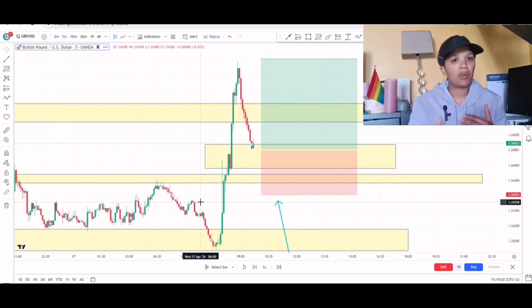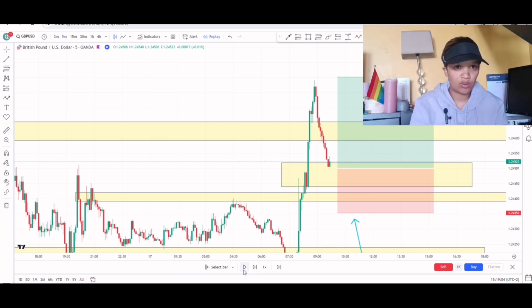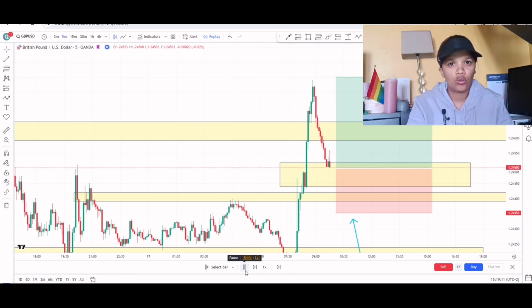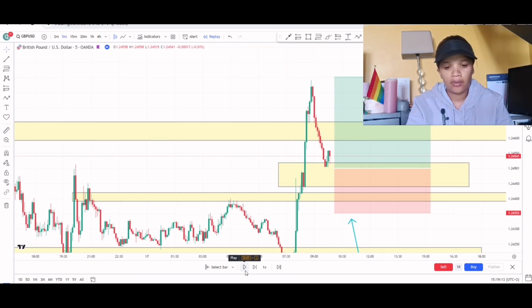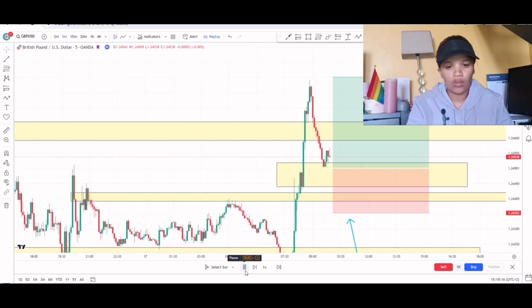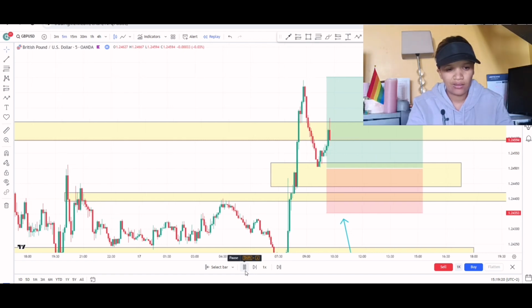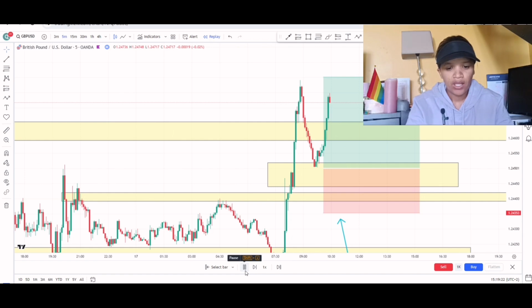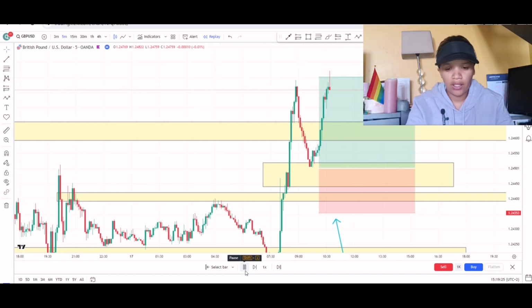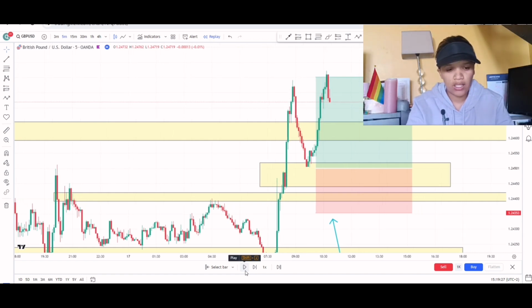Okay, so that was our entry. When I started seeing price rejecting off the zone like that, one candle, I said let's enter. So our entry was here at 1.24510, and our profit target was 1.24800, right? It was TP1, and then my stop loss was around 1.24350, right here below.